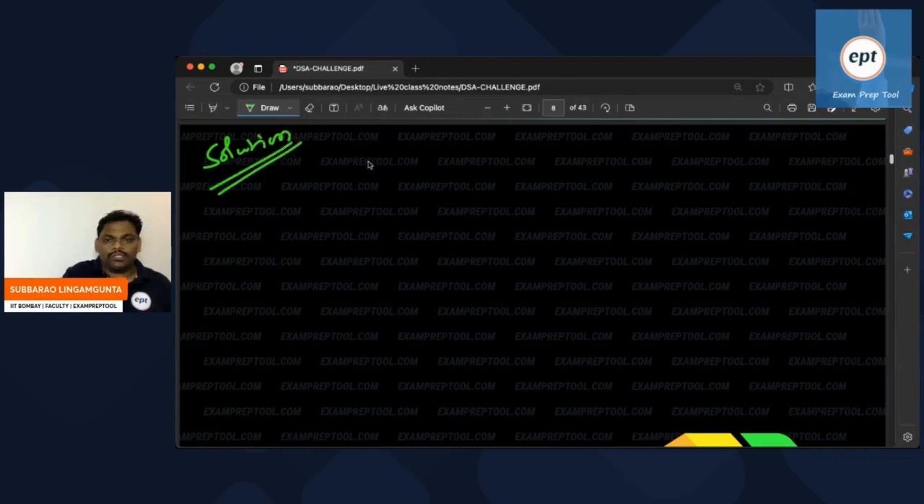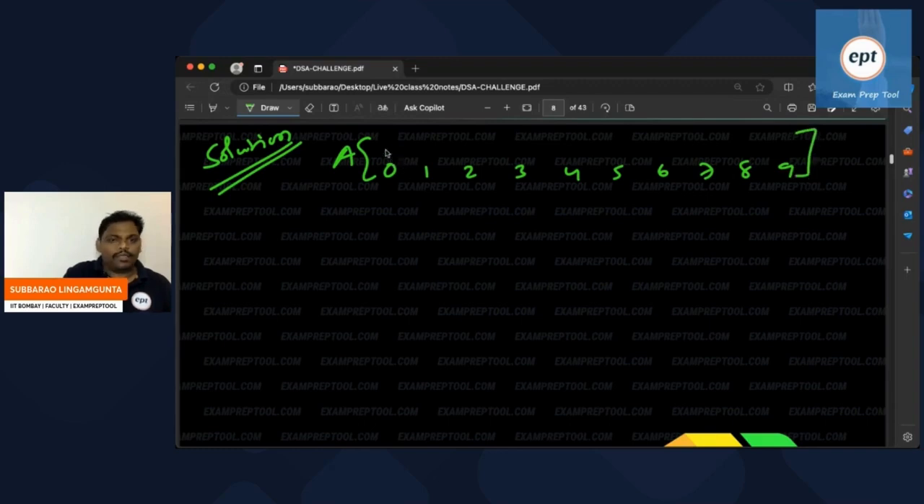There is one array, so I'm taking one array also. Let's see this one, array A. So 0th index, first index, second index, third index, fourth one, fifth one, sixth one, seventh one, eighth one, ninth one. 0 to 9, maybe 10 people.